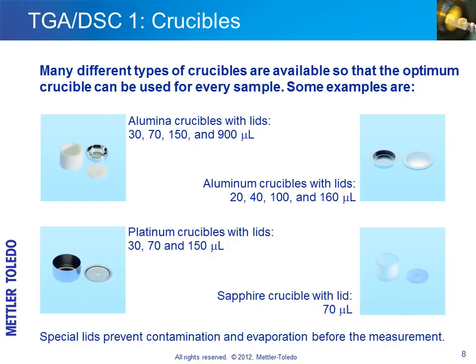Crucibles are normally used without a lid. For applications that require a self-generated atmosphere, the crucible should be closed by a lid with a small hole. Special aluminum lids are available to prevent contamination and evaporation before the measurement.